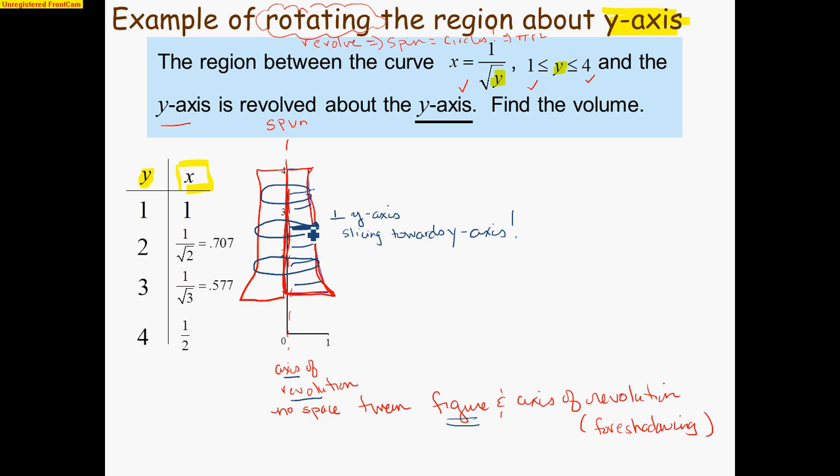So, how do I find the area of each one of these potato chips? Area doesn't change. It's still pi r squared. But what is the length of this radius? Well, at 1, its length is 1. And at 2, its length is 0.7. And at 3, its length is 0.5. And at 4, its length is a half. How did I get those values? How did I go from a y value to a radius value?